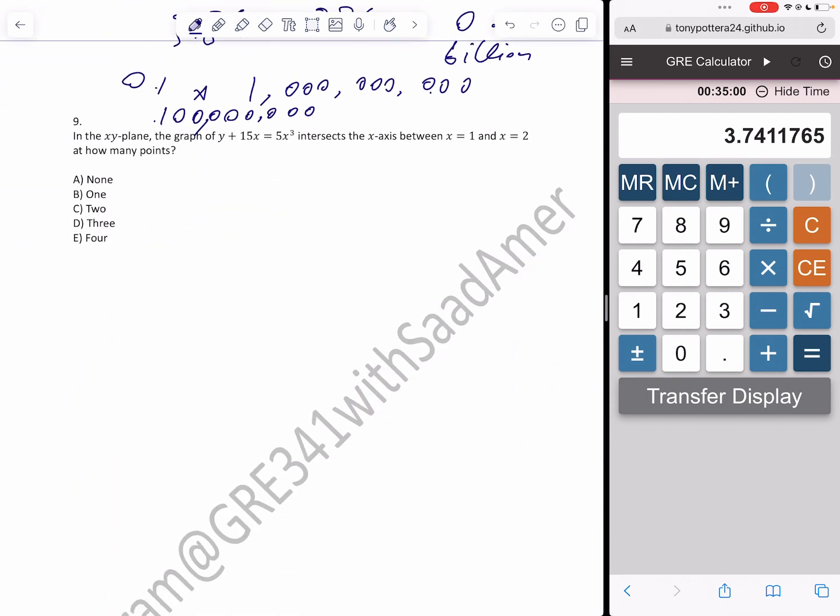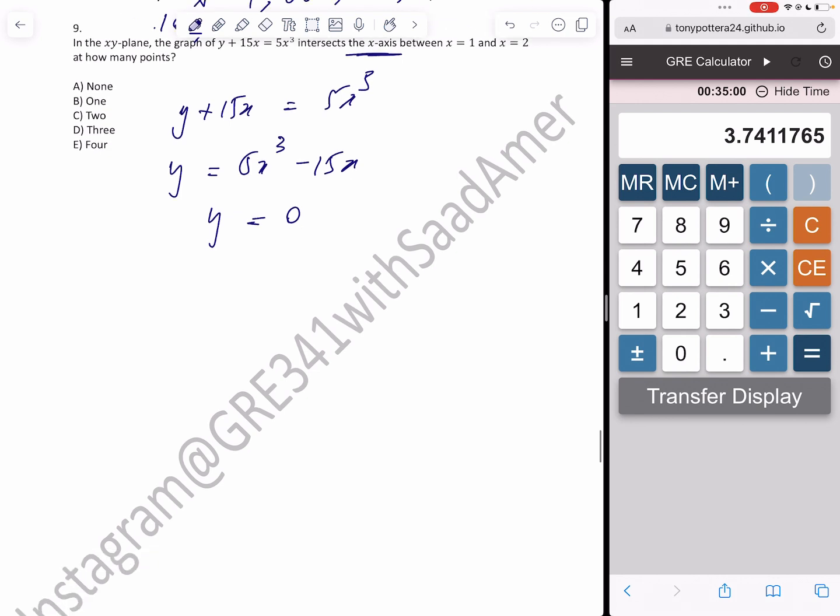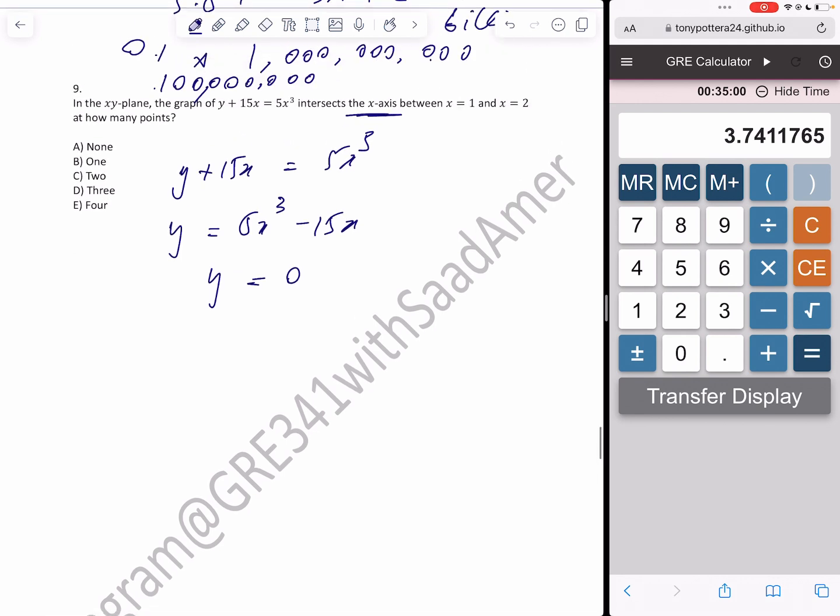So question number 9. In the xy plane, the graph of y plus 15x is equal to 5x cube intersects the x-axis between x is equal to 1 and x is equal to 2 at how many points? So y plus 15x is equal to 5x cube. y is equal to 5x cube minus 15x. So intersects the x-axis. When any graph intersects the x-axis, the y value will be 0. So y will be equal to 0 when it intersects the x-axis. And that's what we need to find. Where does it intersect the x-axis, at what points? And do those values lie in between 1 and 2?